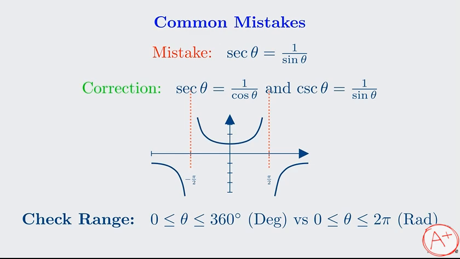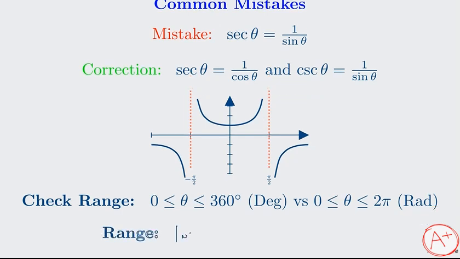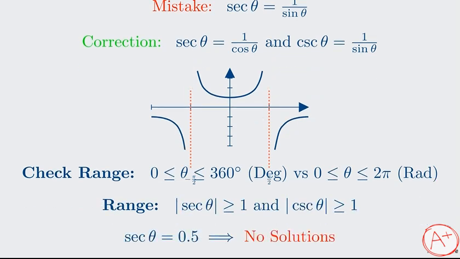Finally, overlooking the range of the functions. Remember, cosecant and secant never take values between -1 and 1. If you solve a quadratic and get secant theta equals 0.5, there are no solutions. Some students waste time trying to calculate an impossible value.